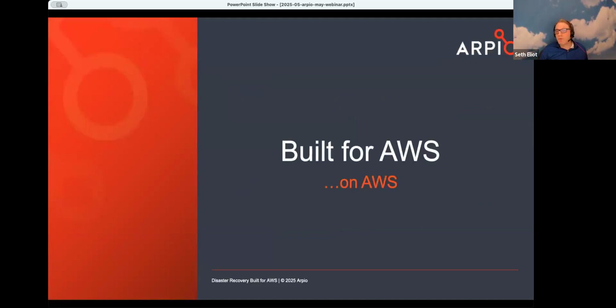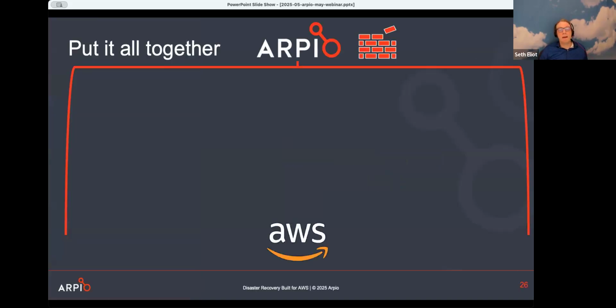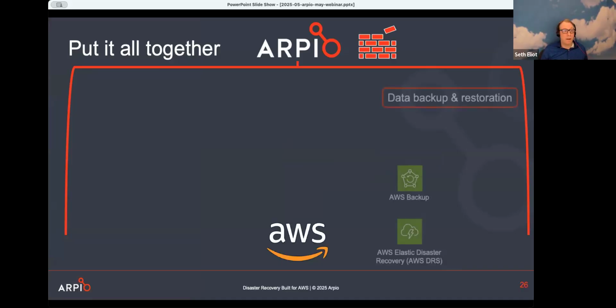And RPO is built for AWS on AWS. We're an AWS native product. We're running in the cloud, we're all serverless, but we're also built for your AWS workload. And again, talking about putting together Lego bricks, RPO is not competing with any AWS product. On the contrary, AWS Backup and Elastic Disaster Recovery, someone asked about DRS before, are used by RPO.